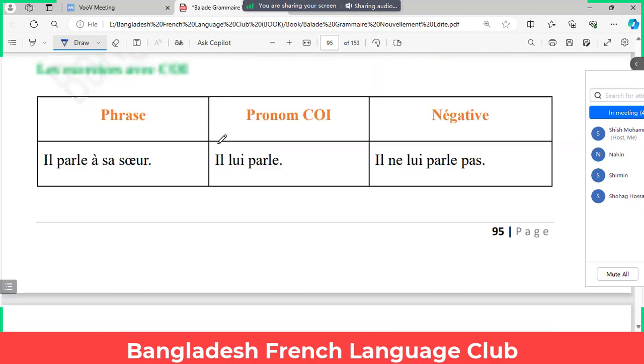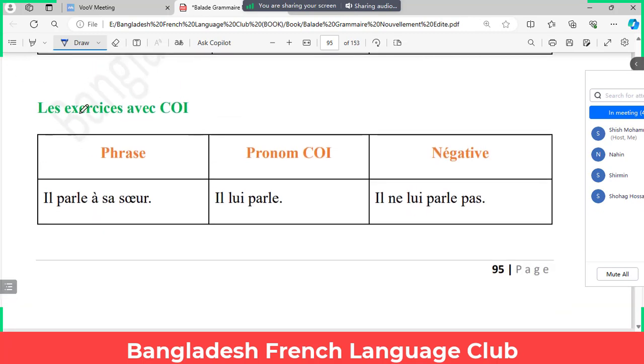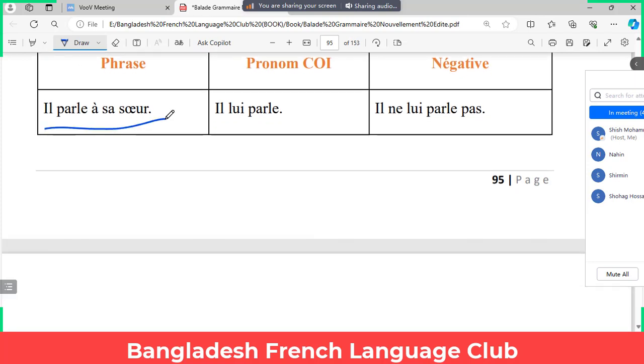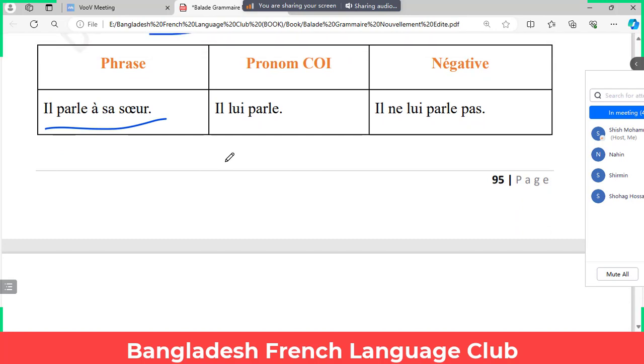Okay, now let's go to the exercises, les exercices avec COI, complément objet indirect. Okay, you can read from here. Il parlait à sa sœur. À sa sœur, il parle à sa sœur, right?